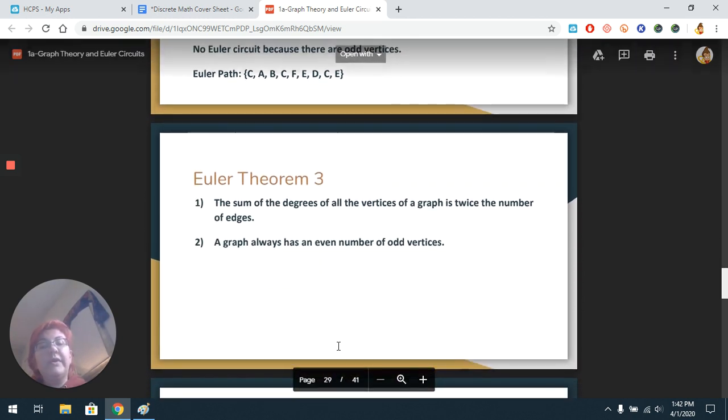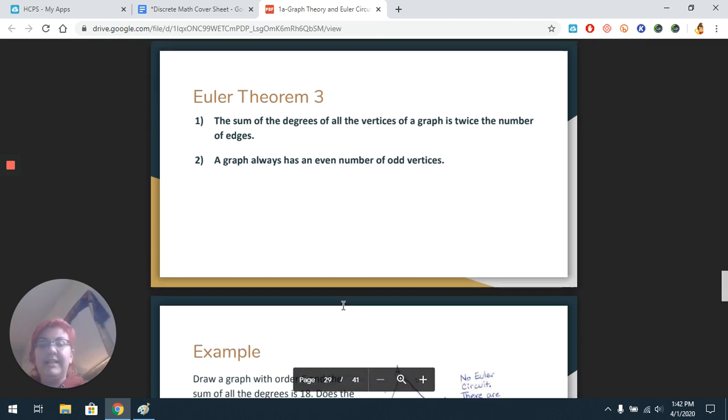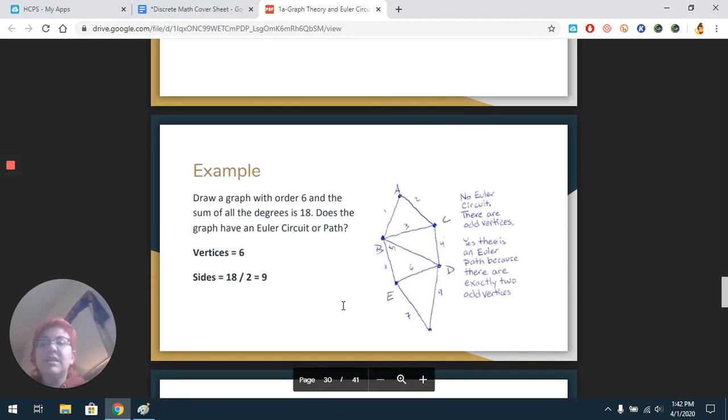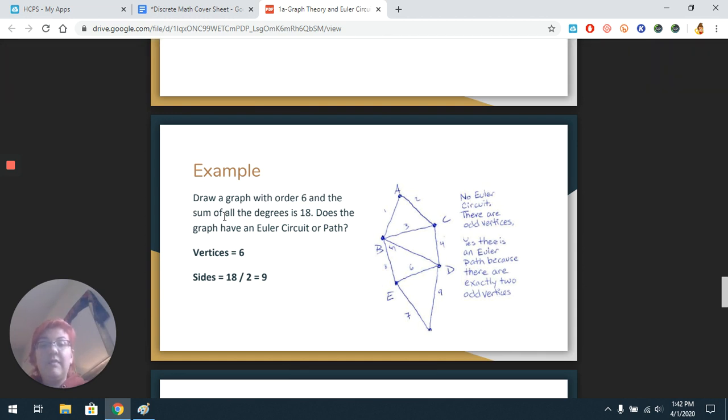All right, and our last Euler theorem is that the sum of the degrees of all the vertices in a graph is twice the number of edges. And a graph must always have an even number of odd vertices. Okay, let's take a look. So if I have a graph with order 6 and the sum of all the degrees is 18, does the graph have an Euler circuit or path?